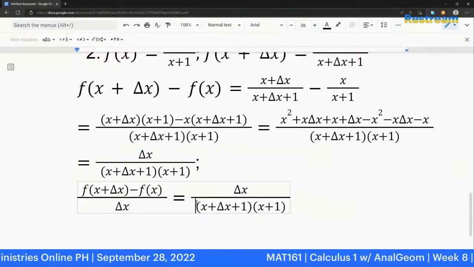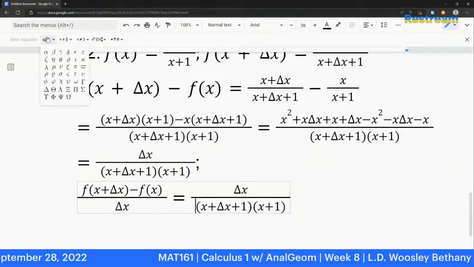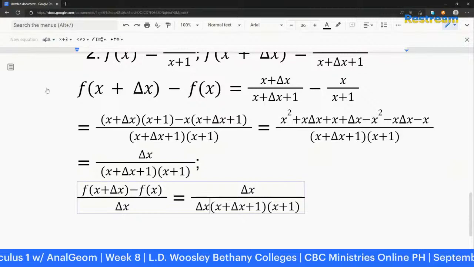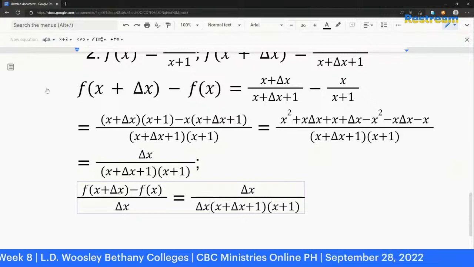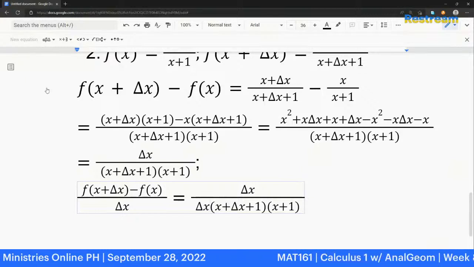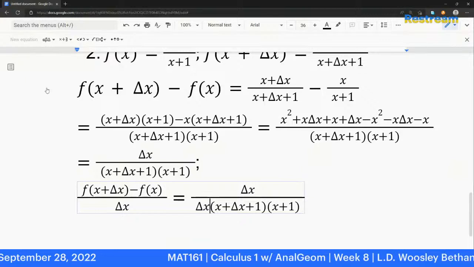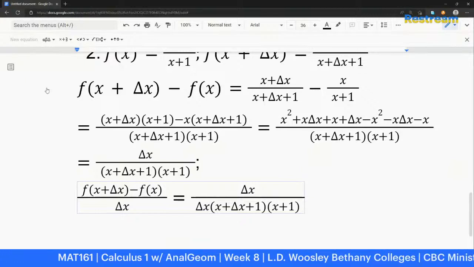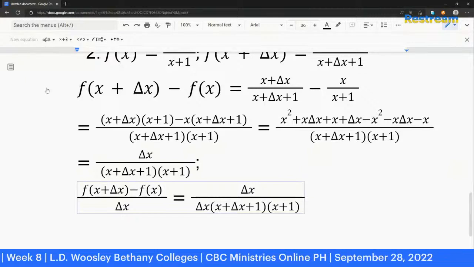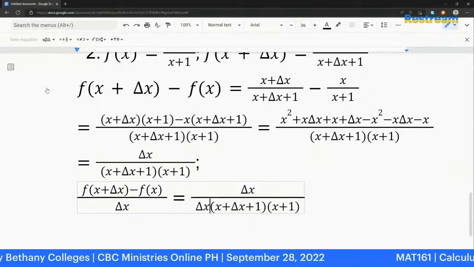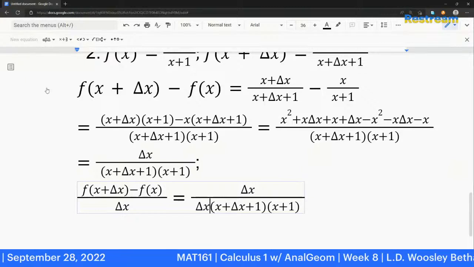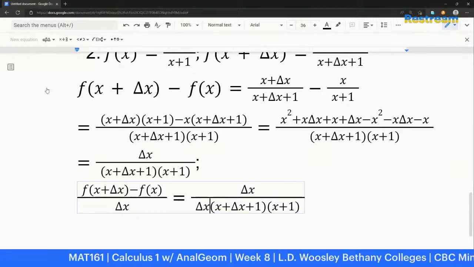Pero meron kang delta x dito. Ayan. So obviously it will cancel. Alright? And then, as limit, Gian, what's the limit as delta x approaches 0? Gian, Josh. Ano po, ano ba sir? 1 over... Okay. x plus 1 squared. Oh, yan. Yun ang sagot. 1 over x plus 1 squared.